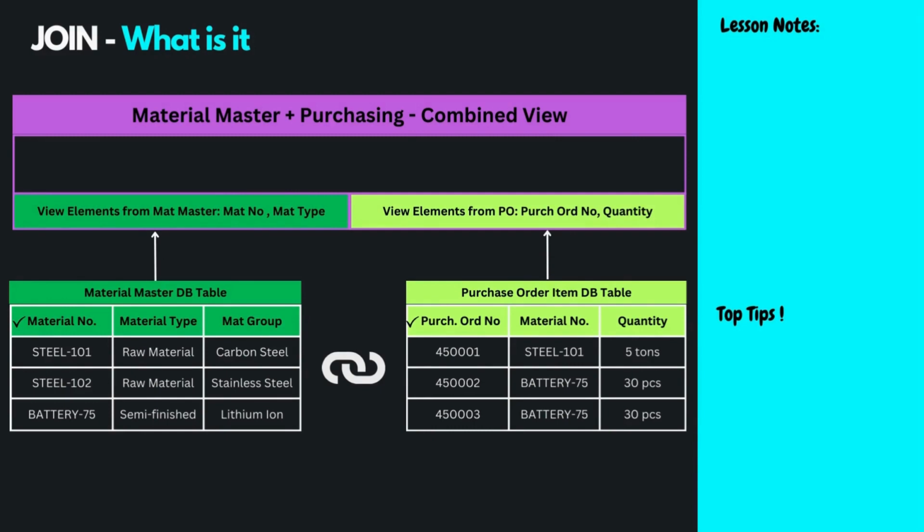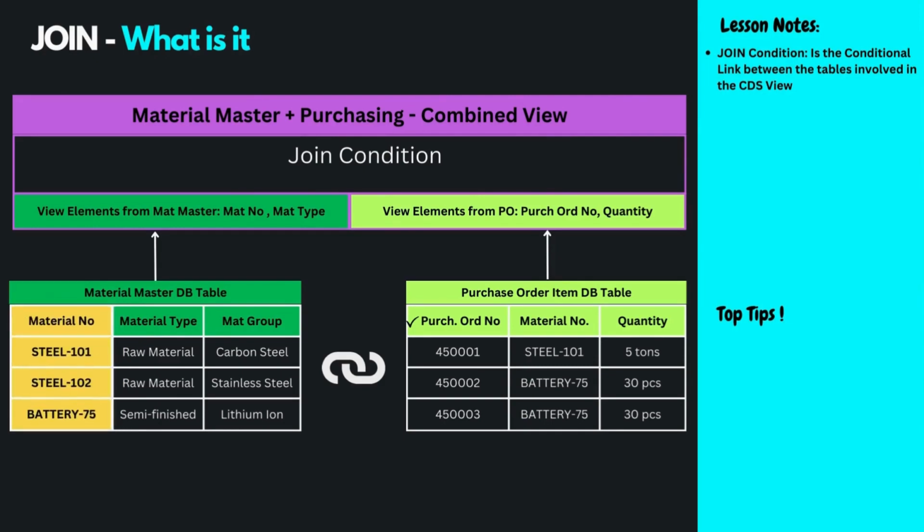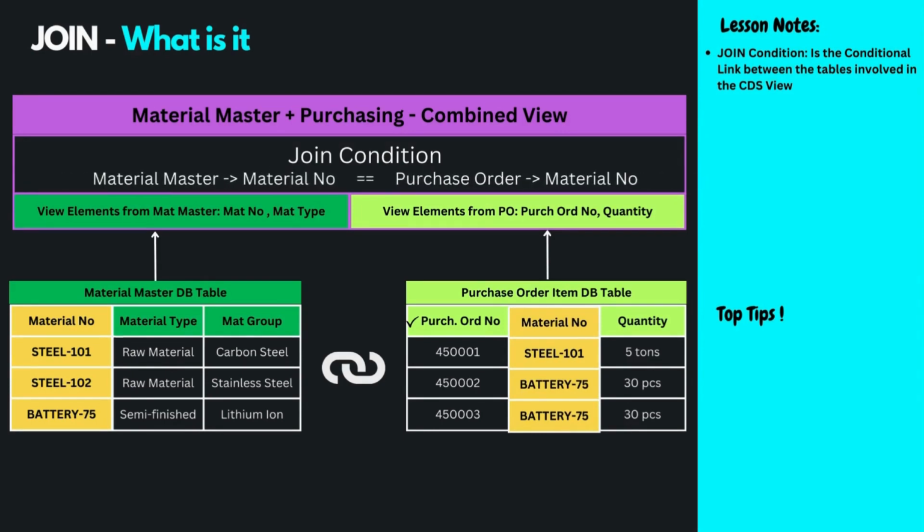The logical link between these two tables is what we refer to as the join condition. In this case, the material number field from the material master is equal to the material number field from the purchase order table. We say that the material master table and purchase order table have been joined based on this join condition. We can use elements from both the join data sources for defining the elements in the join view.